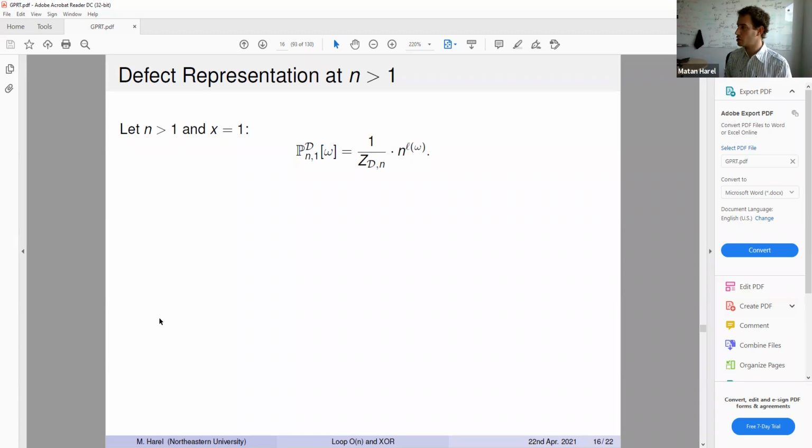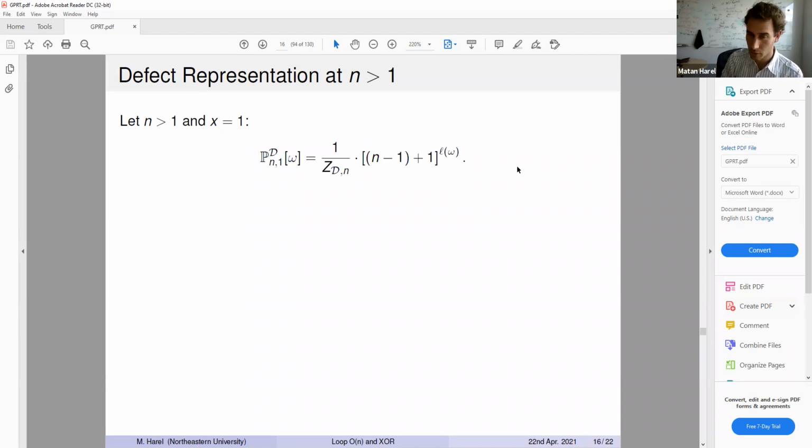And what I'm going to do is what's called a defect representation of my loop O(n). It's based on a very sophisticated formula. I take the probability of finding a loop configuration in a finite domain, the normalizing constant times n to the number of loops, and I write it in the following incredibly sophisticated way. n is equal to (n minus 1) plus 1. I'll let you have a second to deal with that brilliant, brilliant trick. And when n is larger than 1, all jokes aside, the point is that I now have a positive number here, plus 1.